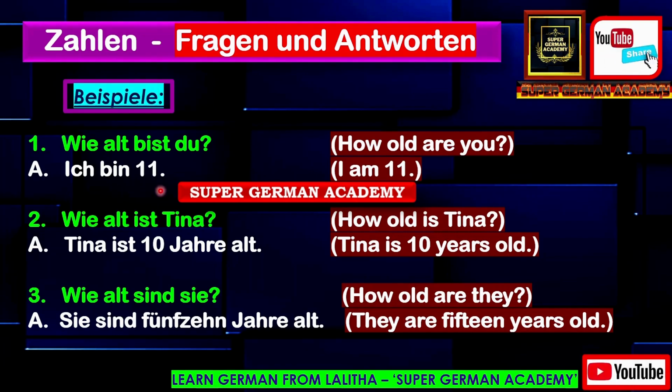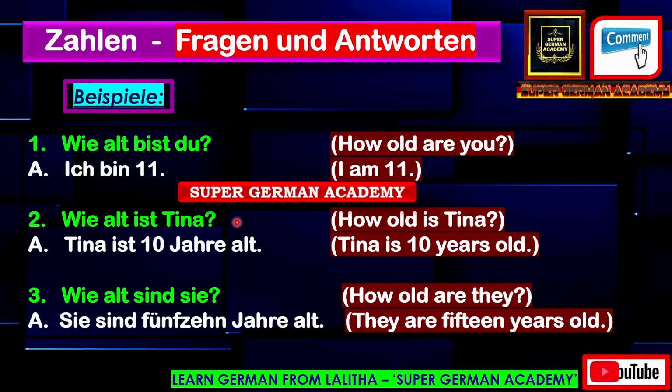means I am 11. Or if you want to say the complete sentence like I'm 11 years old, then you have to say ich bin elf Jahre alt. Jahre means years. Jahre alt means years old. So ich bin elf Jahre alt means I am 11 years old. That pattern you will learn in the second question. Don't worry.